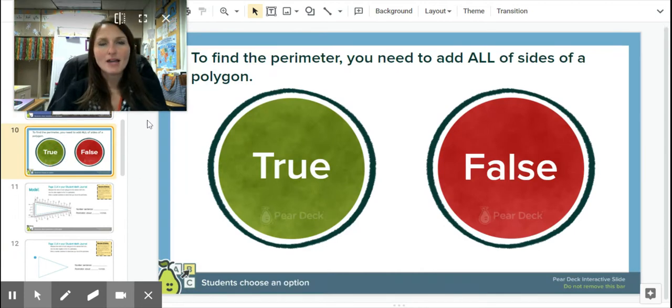So let's go ahead and reflect. Okay, to find the perimeter, do you need to add up all of the sides? Is that true or false? Hopefully you pick true, okay? You do need to add up all of the sides.